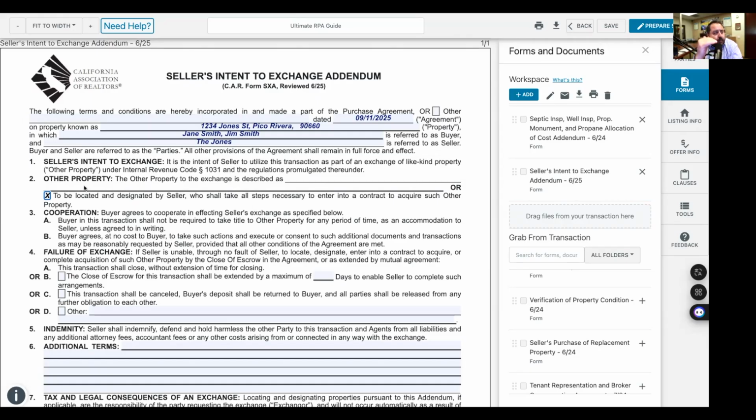Cooperation. Buyer agrees to cooperate in effecting seller's exchanges specified below. Buyer in this transaction shall not be required to take title to other property for any period of time as an accommodation to seller unless agreed in writing. Buyer agrees at no cost to buyer to take such actions and execute or consent to such additional documents and transactions as may be reasonably requested by seller, provided that all the conditions of this agreement are met. The thing is that when we're doing an exchange, there's an accommodator involved, a third party, and they may have some other documents. That's what they're saying, is that the buyer is going to cooperate with those from the 1031 exchange company, the accommodator.